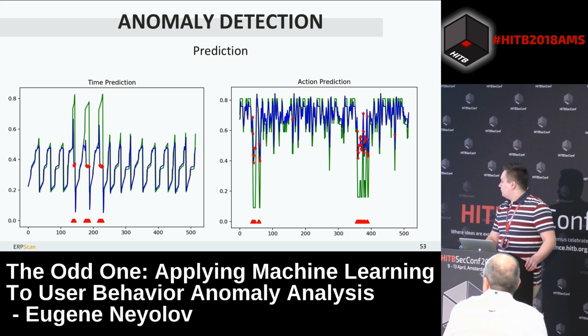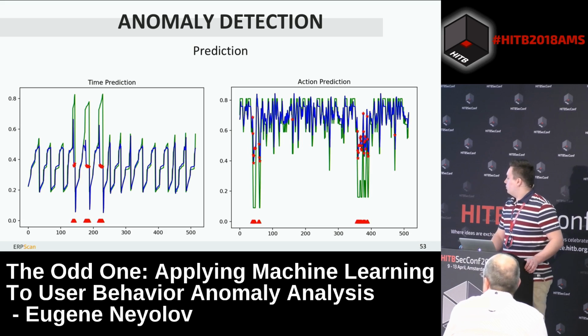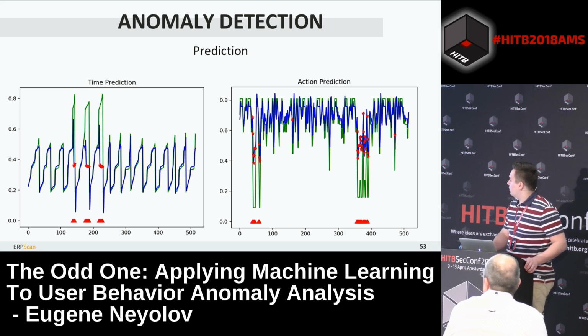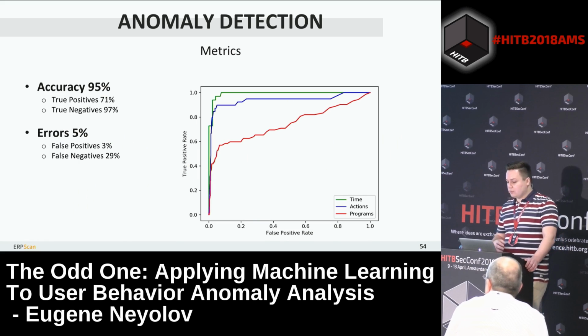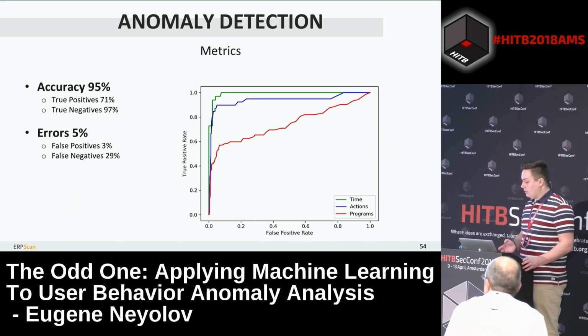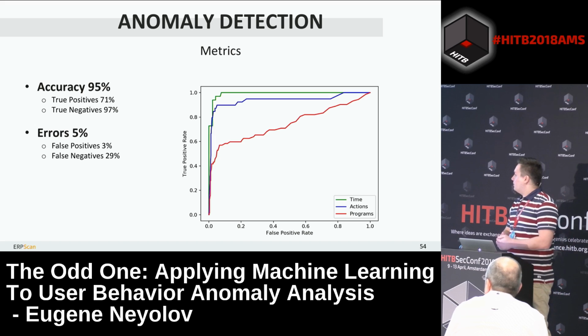So these red signs at the bottom are anomalies that we put in our database, and the red stars is what we actually detected. And you can see that most things that we labeled in our data set are detected by the algorithm. So this is the final metrics of our experiment.